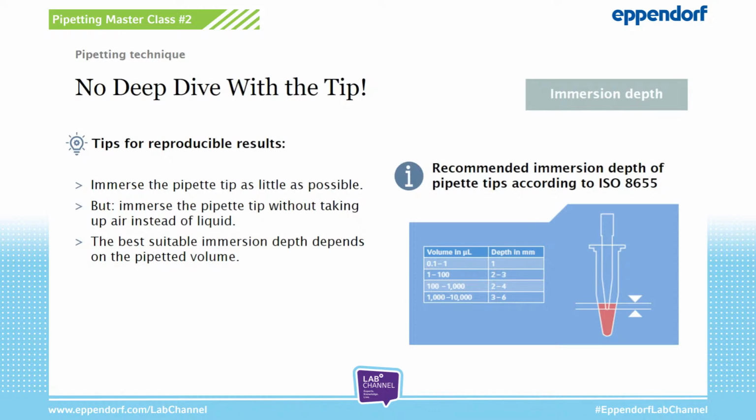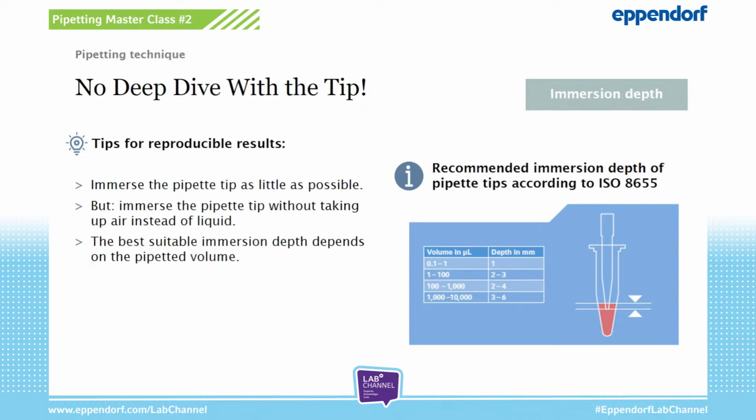In addition to the pipetting angle, it is important to pay attention to the immersion depths. The ISO 8655 actually specifies certain immersion depths for different volumes. The right immersion depth depends on the volume you are working with. We can see the specification in the table on the right.